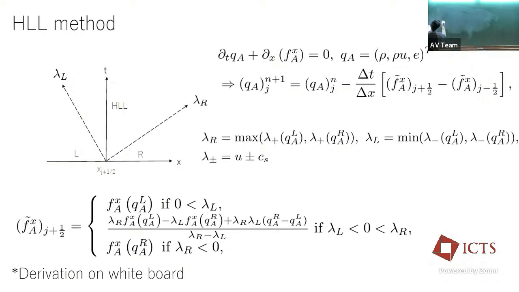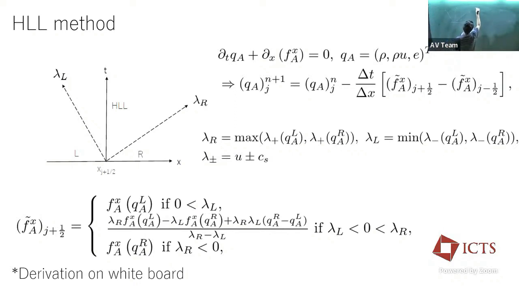So let's start from this space-time diagram. You have a left propagating wave and left state, a right propagating wave, and here is the right state. And here is an unknown HLL state. HLL is named after the authors, Harten and Lax.